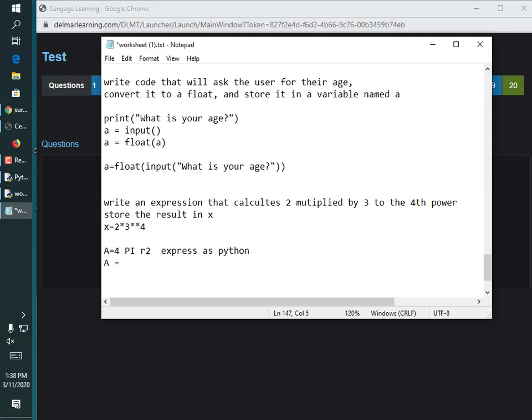Using the word pi, write an expression. Okay, don't do this: 4 pi r to the power of 2. What's wrong with that? Python's not smart enough to know that it's supposed to magically multiply 4 by pi. It needs that in there. It's not smart enough to know that pi r is two things. It needs that in there. That would be the answer.